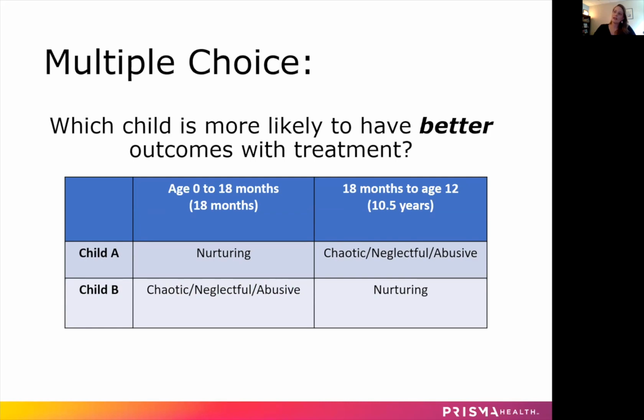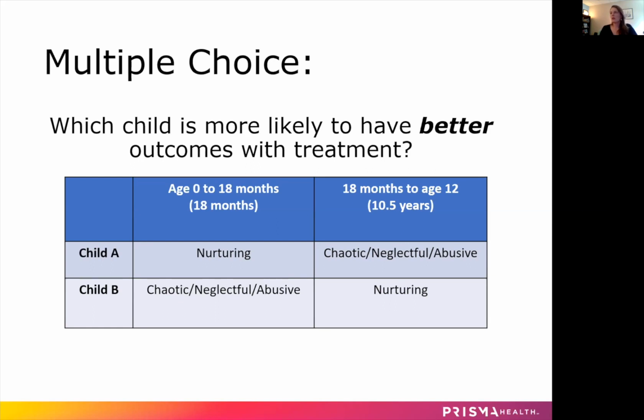We have child A, who from age 0 to 18 months was in a very nurturing and loving environment, had their needs met in a consistent way. Then something happened, and from age 18 months to age 12 they are in a chaotic, neglectful, and abusive environment. And then we have child B, who for the first 18 months of life was in a chaotic, neglectful, and abusive environment, perhaps presented to Child Protective Services, and is now in a new environment from age 18 months to age 12, during which time they were in a nurturing environment.